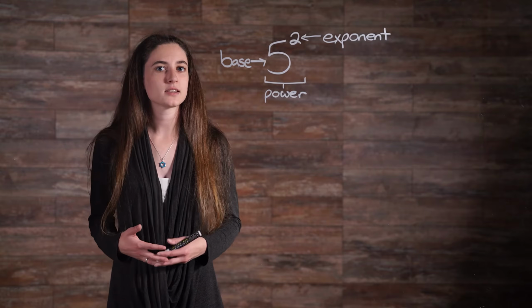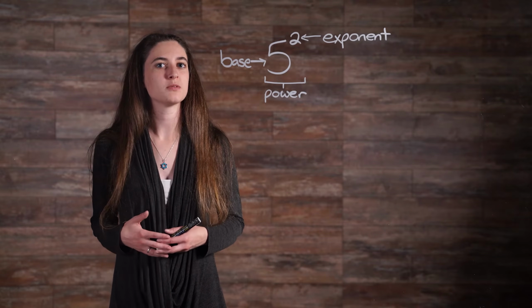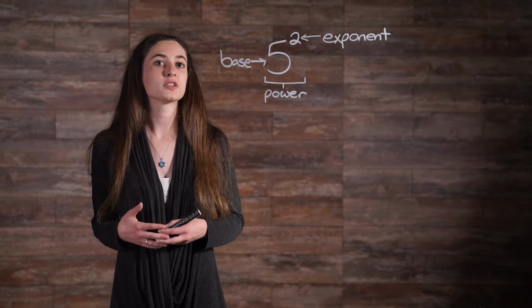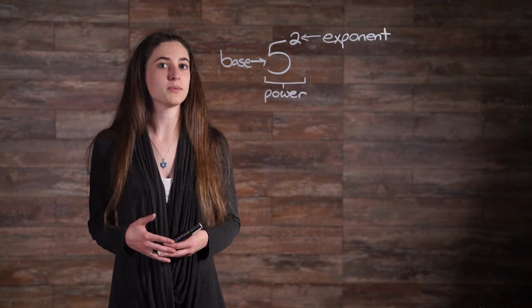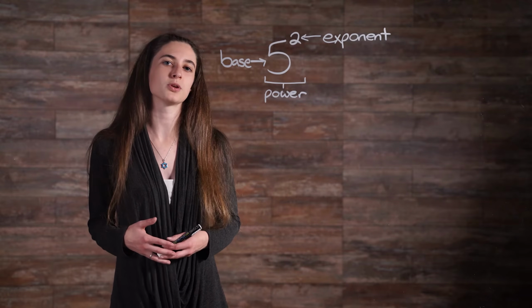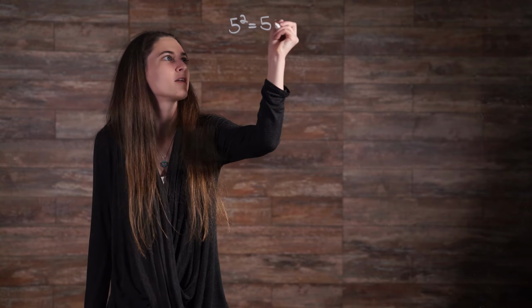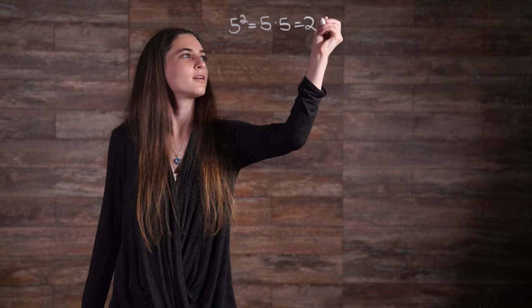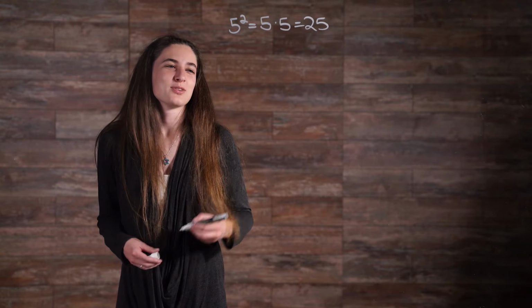In any case, the exponent should be interpreted as repeated multiplication. Whatever is defined as the base should be multiplied by itself however many times the exponent implies. For example, 5 squared equals 5 times 5. This can then easily be evaluated as 25. Let's look at some more examples.